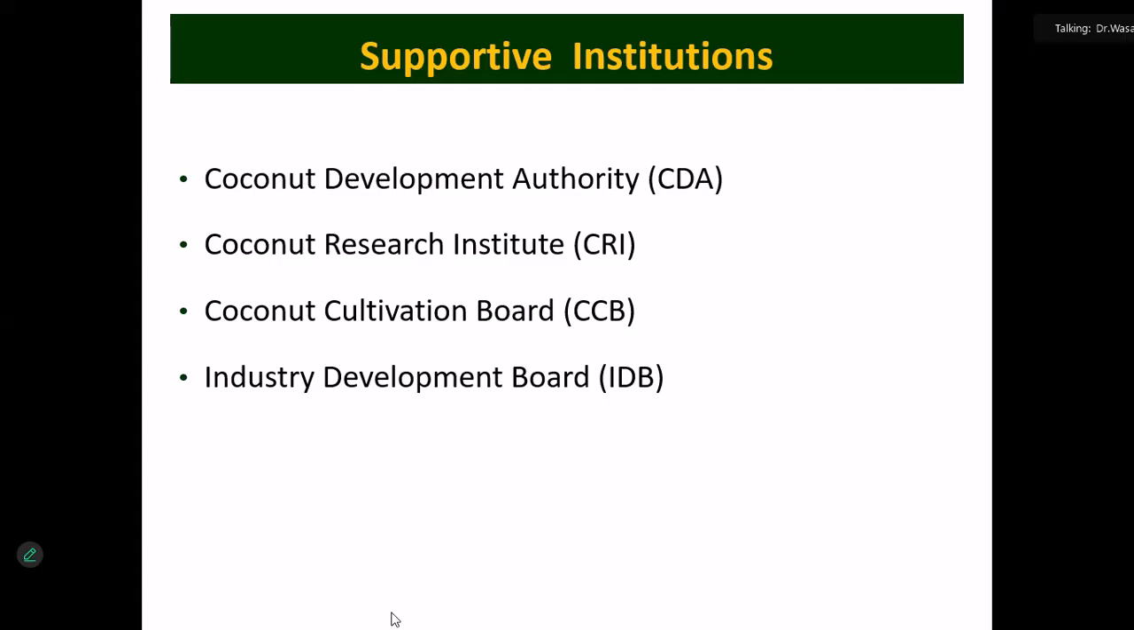Thereafter, the second one, Coconut Development Authority. That is the main institute responsible for the coconut industry. In this subject, you should know it very well. I will ask in the exam. I have asked in the exam.